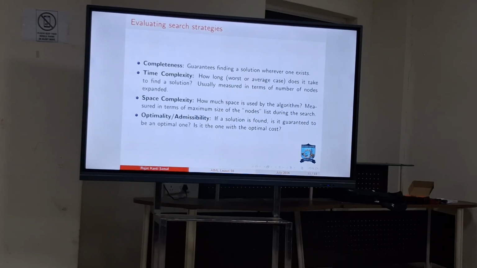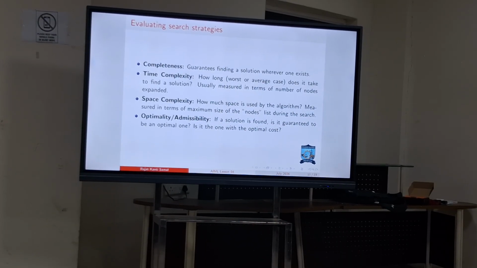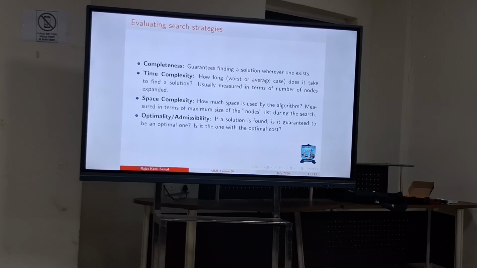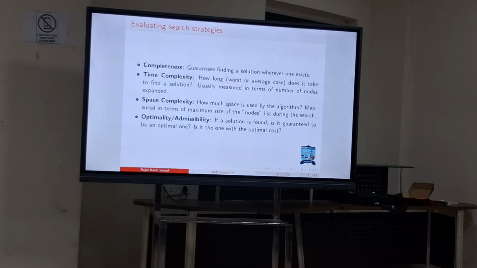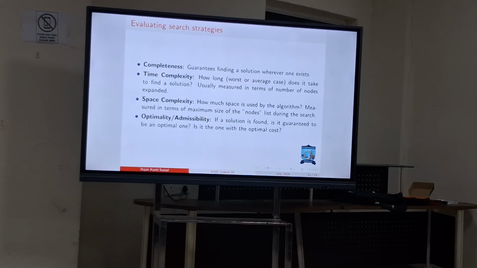So how to evaluate? The first is completeness. First, you should choose a path that leads to Bhubaneswar. If you say I want to go to Bhubaneswar, then take the Dhawaleswar road, obviously you will reach Bhubaneswar. So it should be complete. Complete means the path you are choosing should lead to a goal.